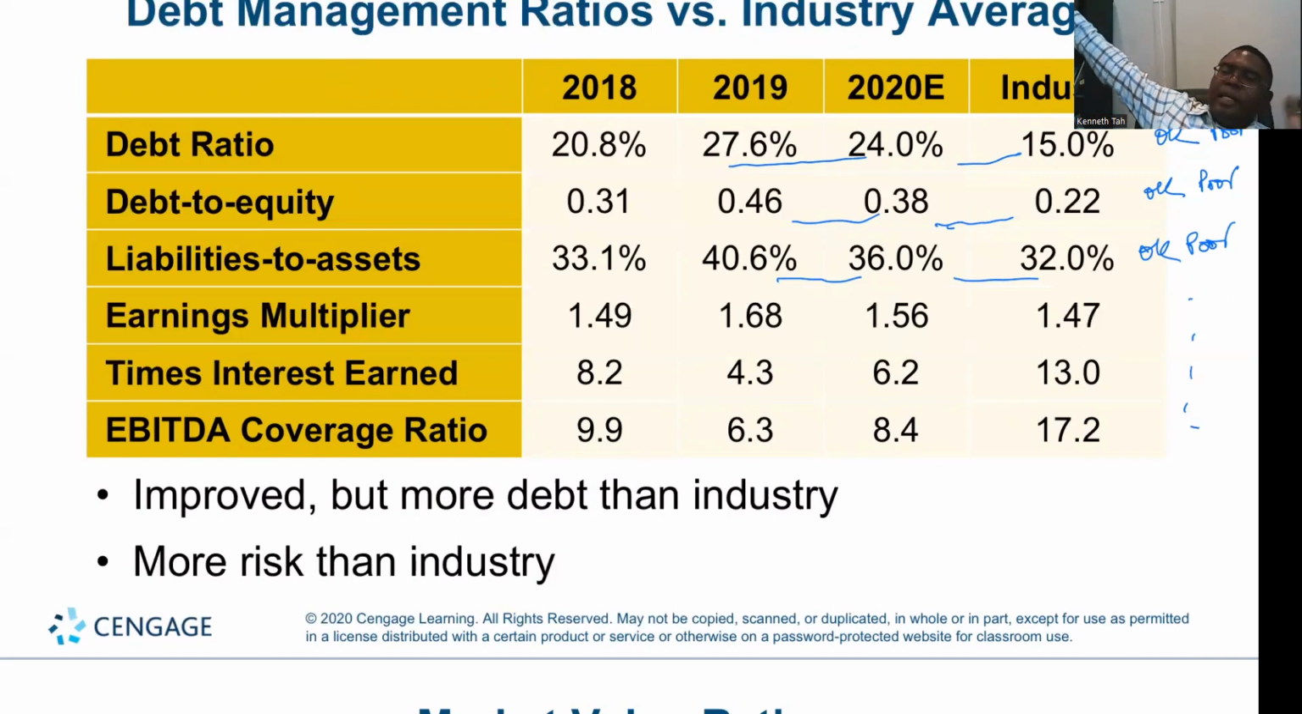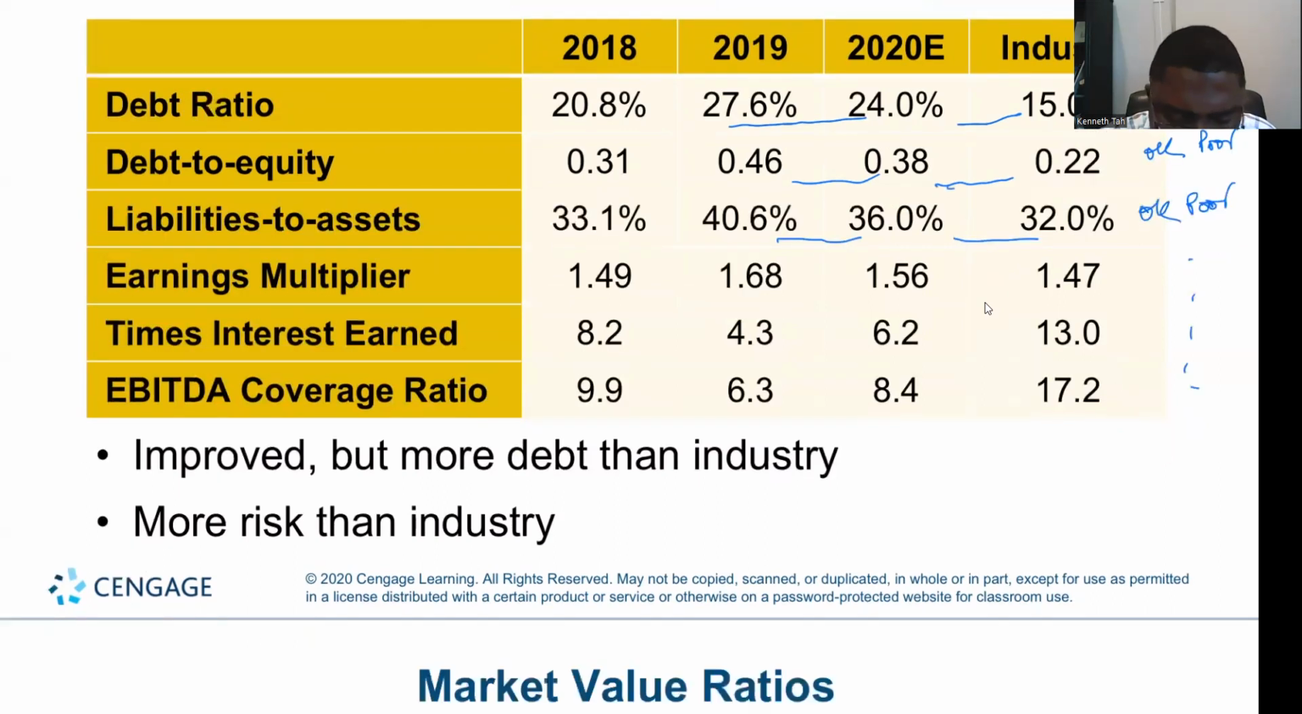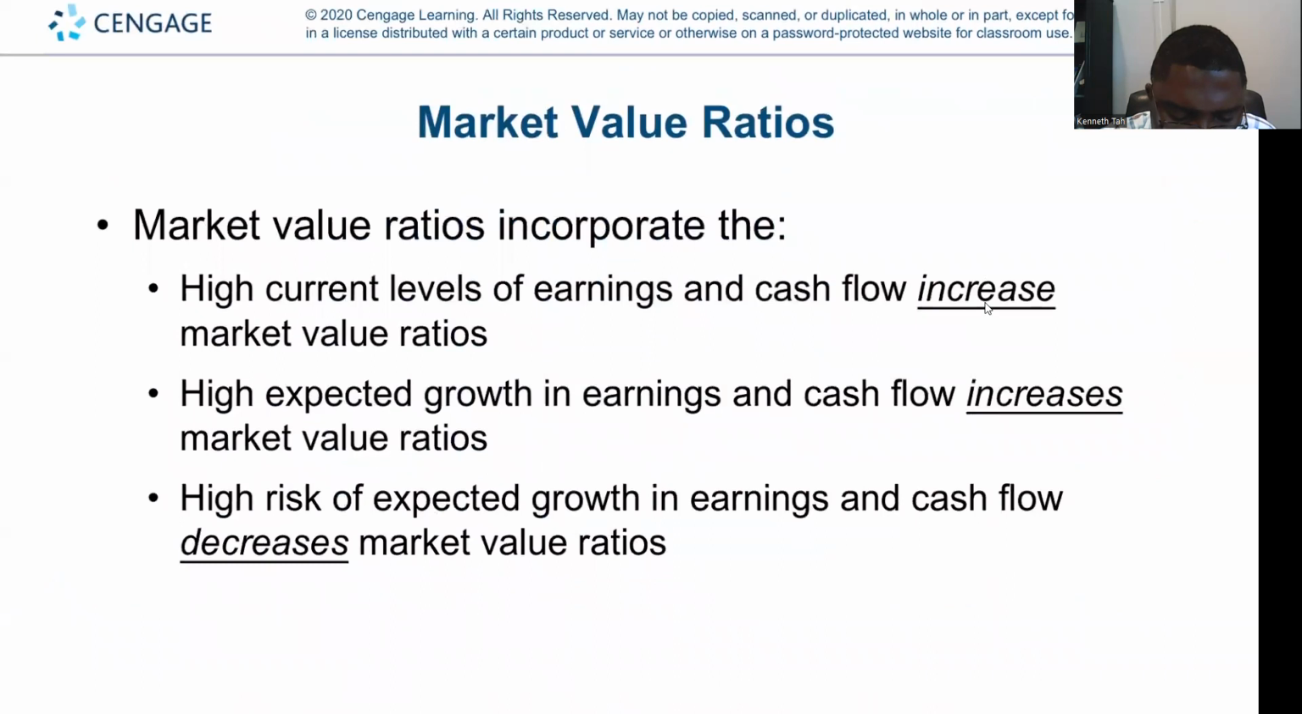And as we said, if we find that lots of these ratios are showing poor over time, then it will not be a good thing for the company. Lenders will not be willing to extend loans to the company. So those are the series of debt ratios. So let's go to the next, which is market ratios.